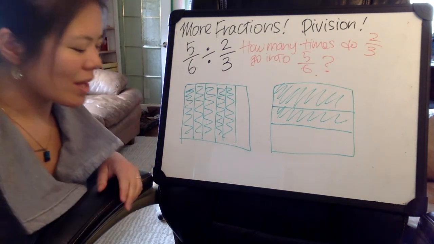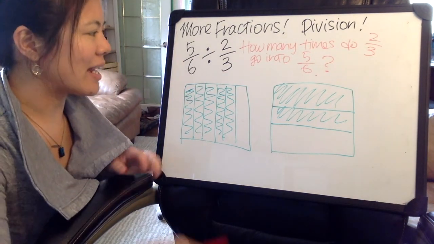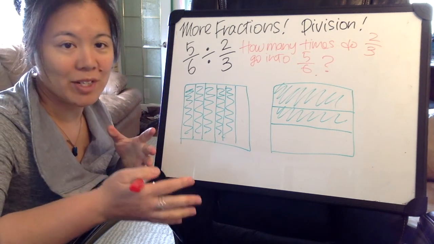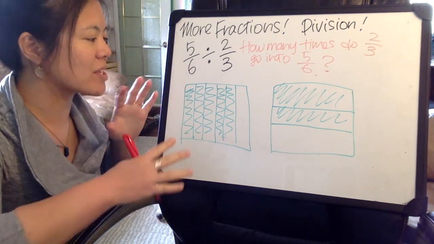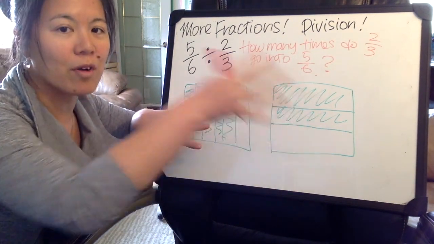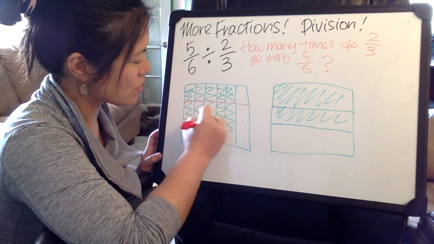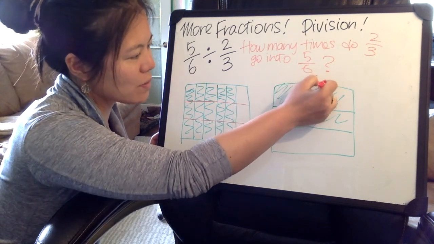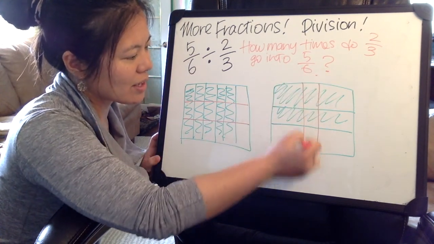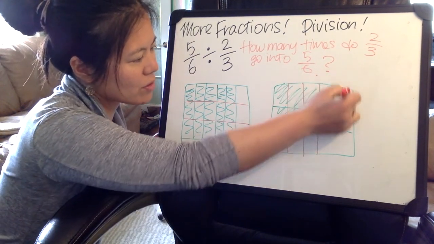Okay, so same as before, we will find common denominators. In order to do that, we superimpose the two area models on top of each other. So for this one, I would divide this part into 3 equal parts, and for this one, I divide that into 6 equal parts.